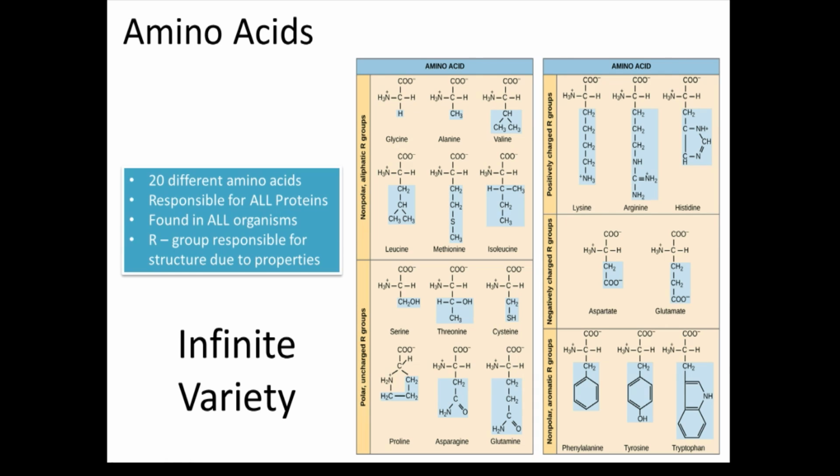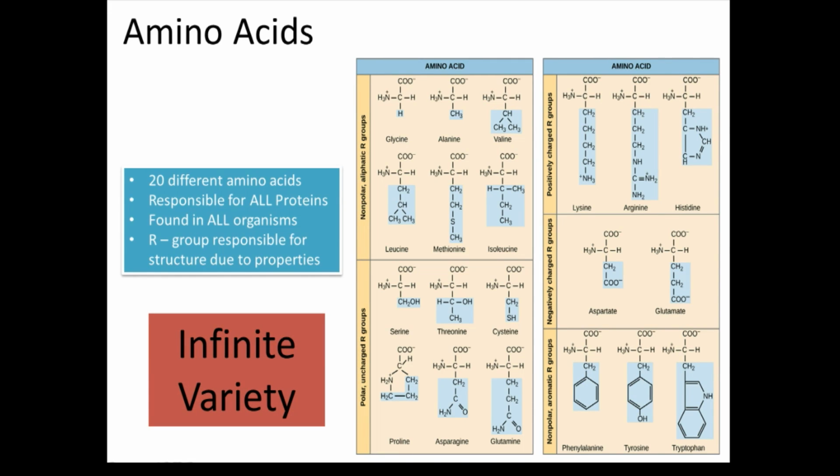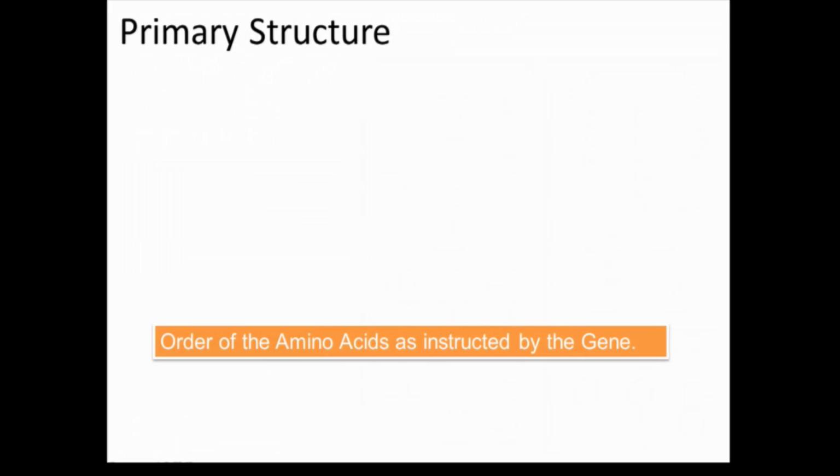Some are nonpolar, some are polar, some are charged, and some have an aromatic ring or a ring structure. These different shapes and structures will give these amino acids various properties and help shape the protein. So this leads to infinite variety. That's why we can have thousands and thousands of different proteins to do lots of different cellular processes.